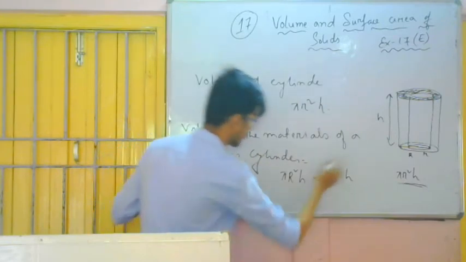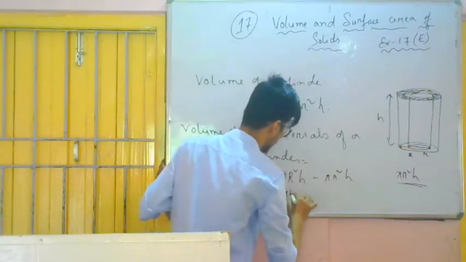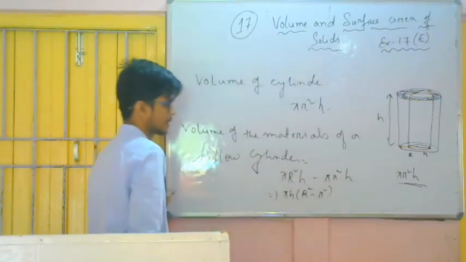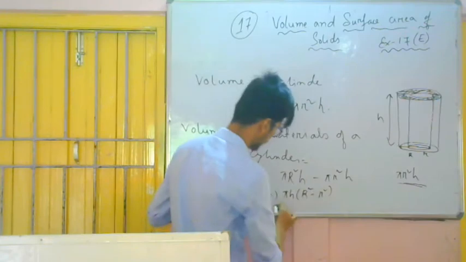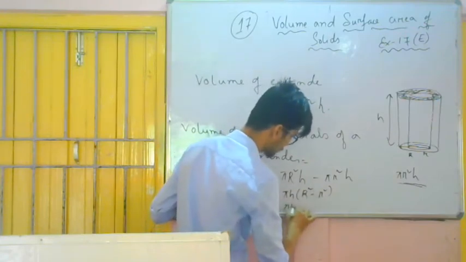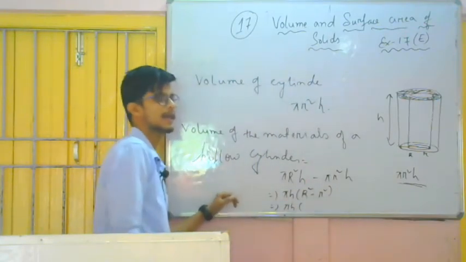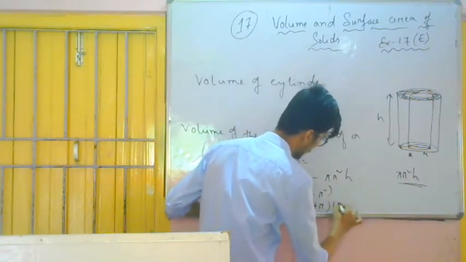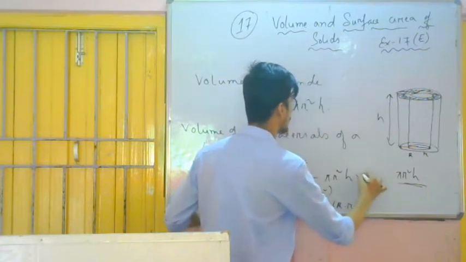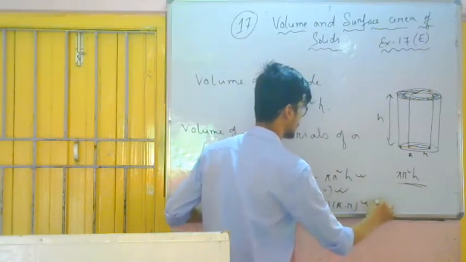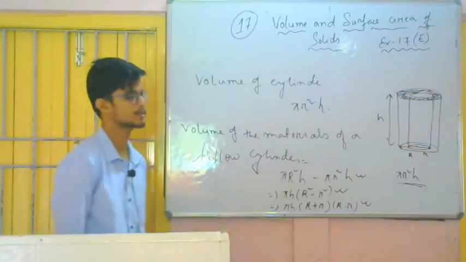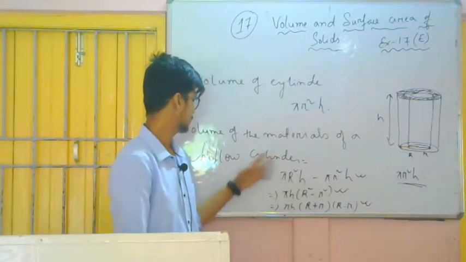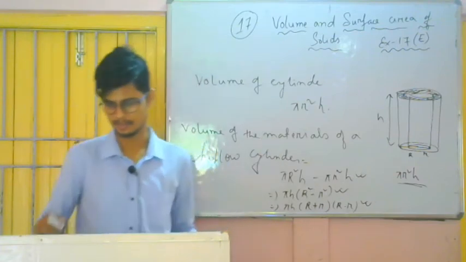If I want to arrange this, I can write it as pi h R square minus r square. If I take the common part, then pi h (R square minus r square), and R square minus r square is (R plus r)(R minus r). From these three, any one formula I can use, and you will get the same answer in each and every case.